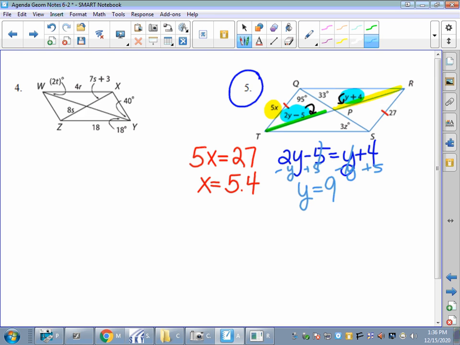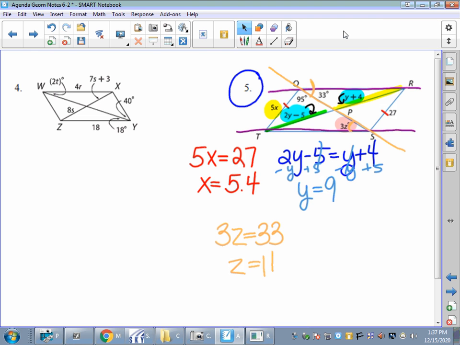And last but not least, let's talk about the z. Here's my z information, 3z. This one is the trick one. This is what I've been waiting for. 3z is in that little pocket right there. This is why I added that extra little thing about the alternate interiors. If you picture these two sides being congruent and you make this your transversal, this angle right here, the 3z, has an alternate interior angle. It's the 33, not the 95. So the 3z has to be equal to 33. Divide by 3, and z is equal to 11.